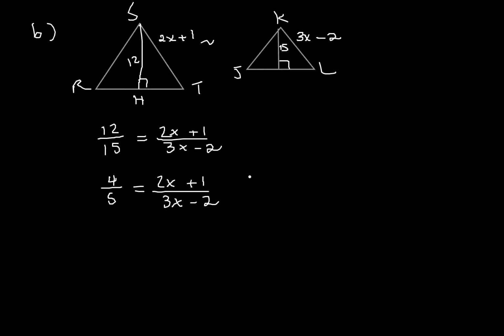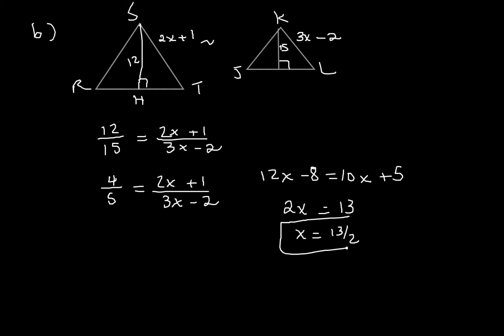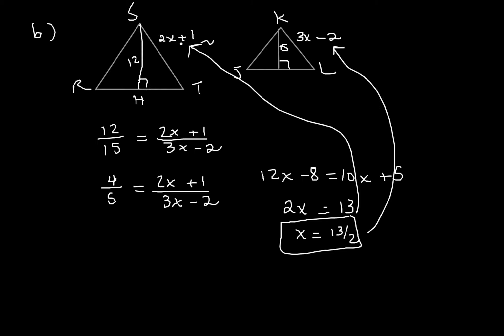So we're going to get 4 over 5. So we're going to get 12x minus 8 equals 10x plus 5. You're going to get 2x equals 13, and you get x actually equals 13 over 2, which isn't nice, but how it is. So that's not even an answer. They want to know the sides. So you're going to have to plug the sides into these two things. So if you plug it in here, you're going to get 14, and if you plug it in here, you're going to get 17.5. Just moving on a little faster.